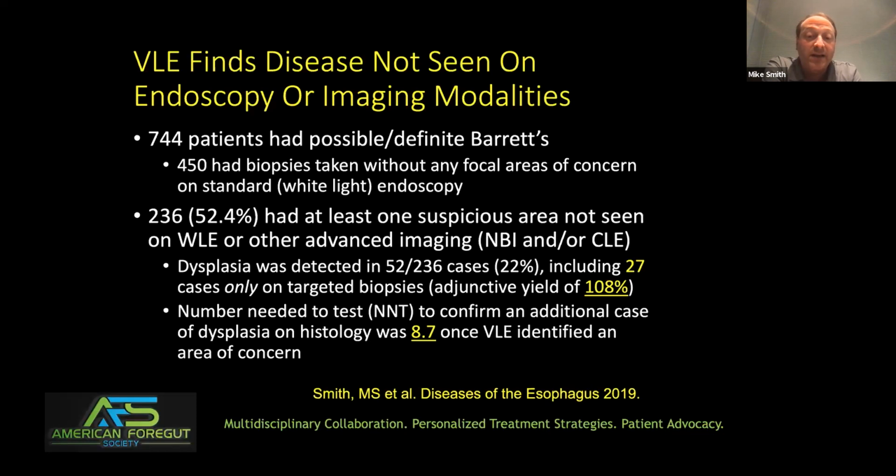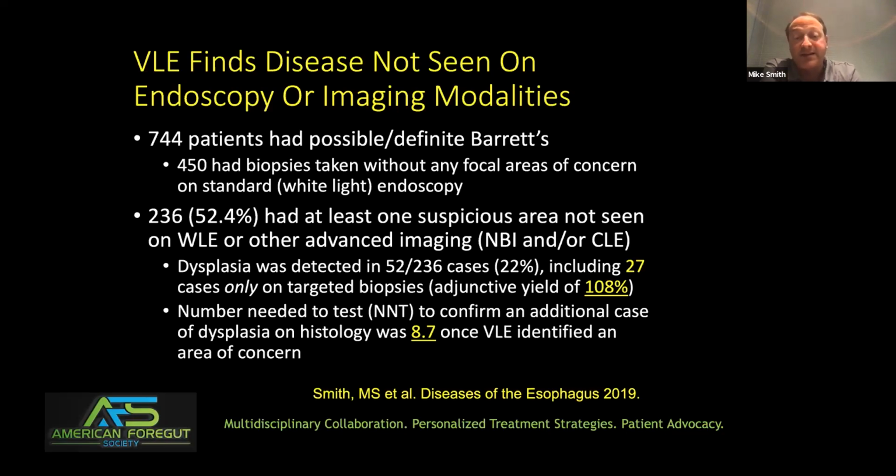That group then had VLE imaging, and over half of them had at least one suspicious area that was not seen either on high definition white light exam or narrowband imaging or CLE or any other digital chromoendoscopy. And in fact, in that group, there was dysplasia detected in 52 of those cases. That was just over 1 out of 5, including 27 cases where the dysplasia was only found on targeted biopsies. So your adjunctive yield there was 108%.